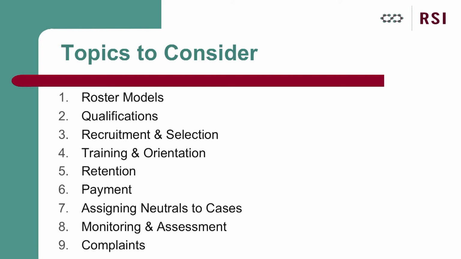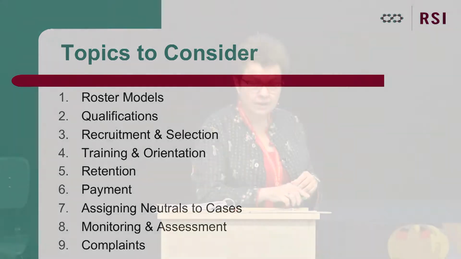Monitoring and assessment. We're going to talk about peer review in a few minutes. You do want to have some sort of complaint process, which is a lot harder than it sounds. At least it can be, because you need to figure out what you expect of your neutrals. And it's a confidential setting. Neutrals work differently. They have different styles. You expect that. Coming up with a description of what would be outside of that is very challenging.